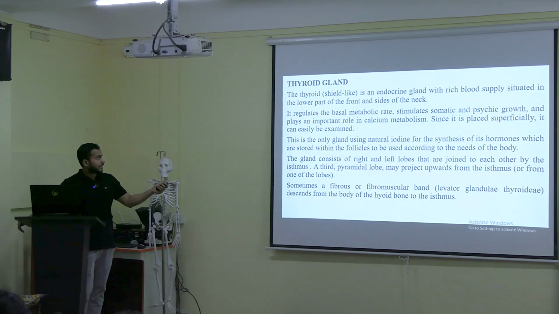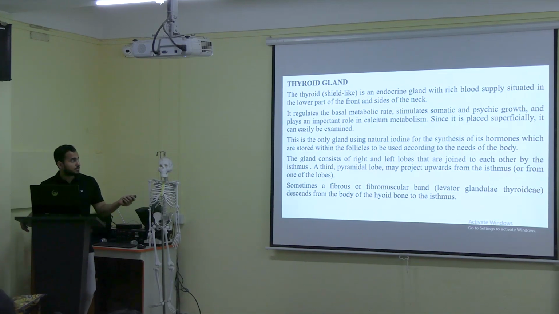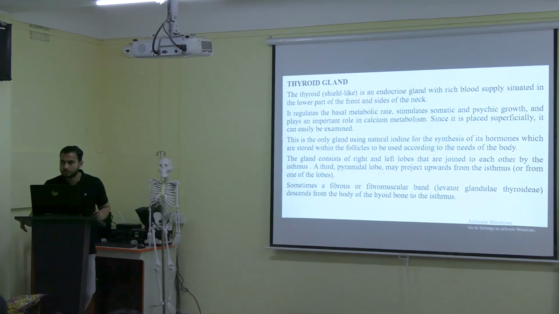Next, if you see the thyroid gland, the main function is to regulate the basal metabolic rate, stimulate the somatic and psychic growth of an individual, and plays an important role in calcium metabolism of our body. These are the functions of thyroid gland. Now, in calcium metabolism, parathyroid gland is also helping. How it is helping, we'll see.